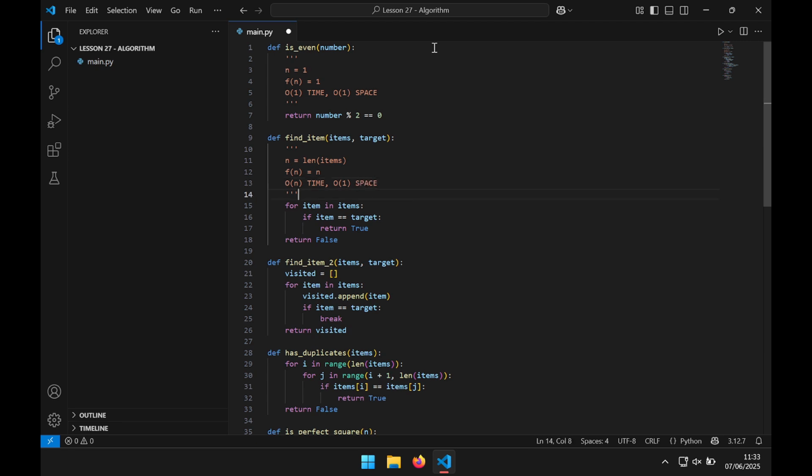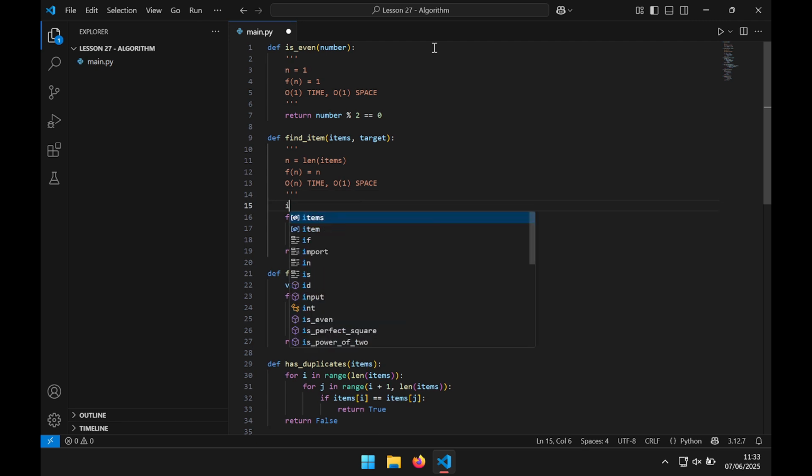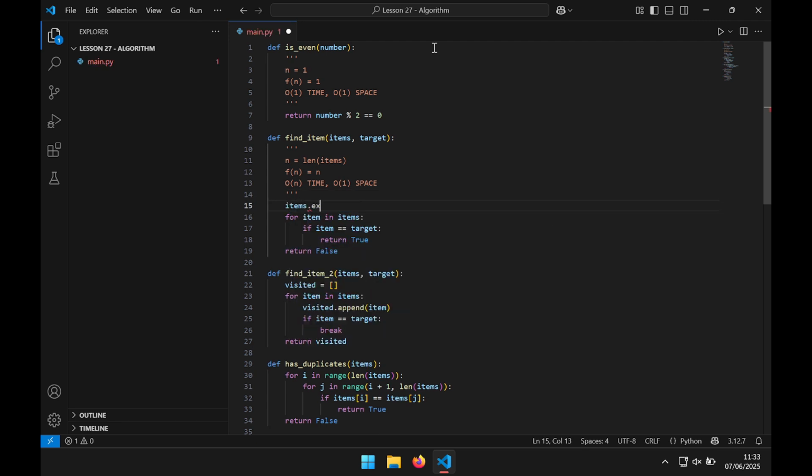Now I want to point out something. Let's add items.extend(items). If the list items was double the size, would that change the time complexity? The answer is no. You might think the function becomes 2n, but big O notation only cares about the rate of growth. Constants are dropped, so it remains big O of n, also in this case.